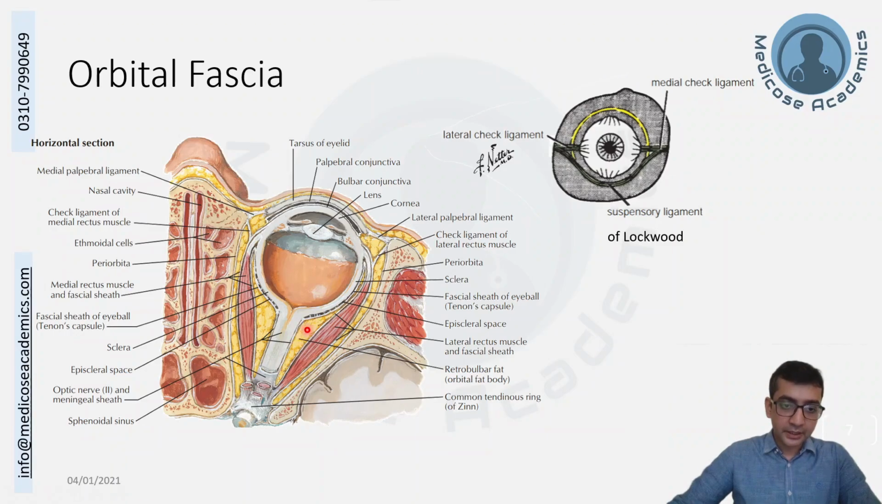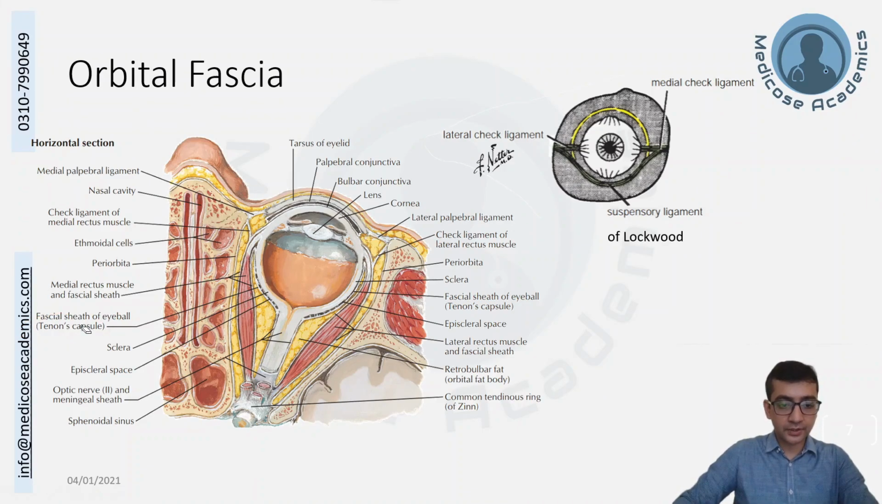This fascial layer that is extending back to the dura mater around the optic nerve, this fascia is known as the fascial sheath of the eyeball, or the other name is Tenon's capsule. This is known as Tenon's capsule.